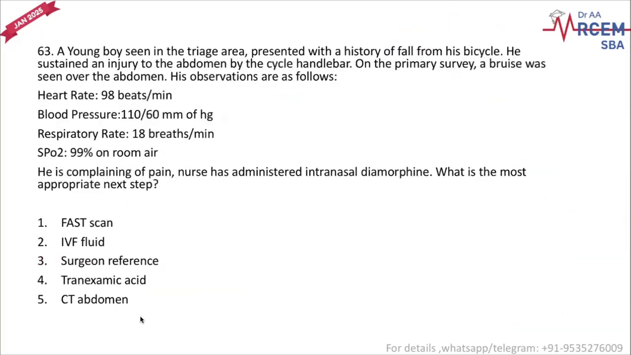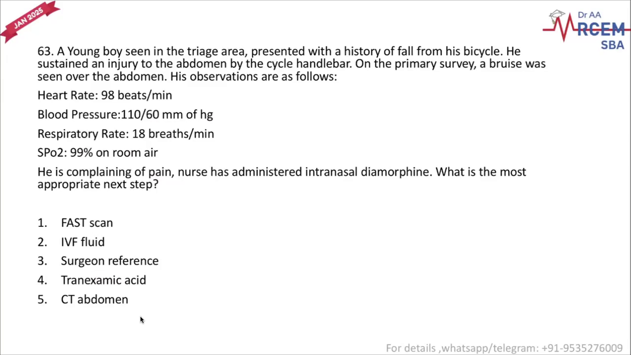A young boy seen in the triage presented with a history of fall from his bicycle. He sustained an injury to the abdomen by the cycle handlebar. On primary survey, a bruise was seen over the abdomen. His vital parameters are stable. He is complaining of pain. The nurse administers intranasal diamorphine. What is the most appropriate next step?